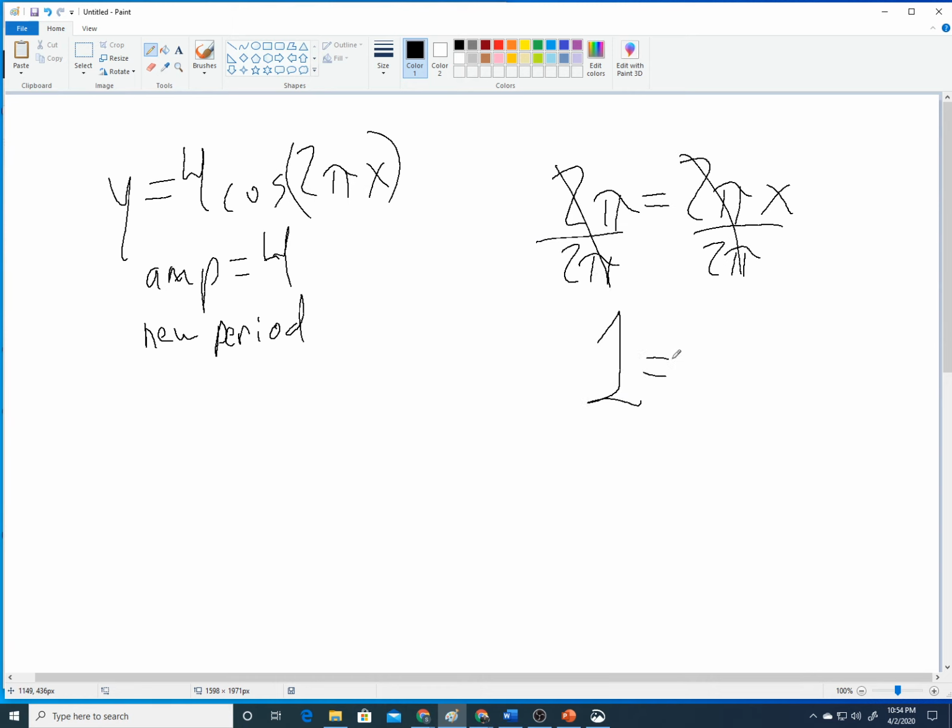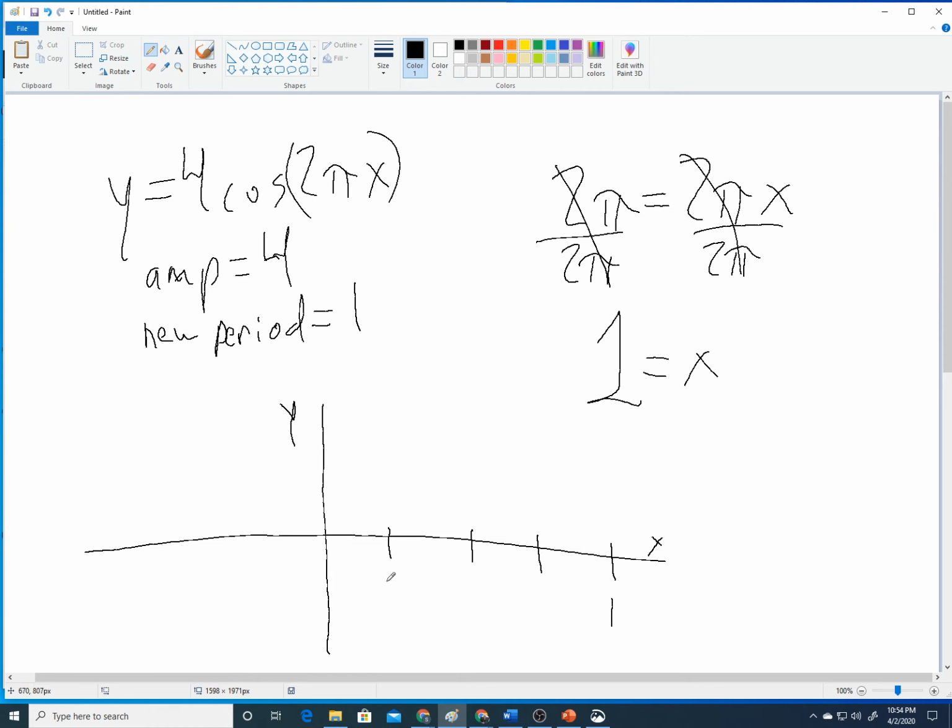And I get 1 is equal to x. So that means my period here is equal to 1. Set up your xy axis. I'm going to establish 1. I'm going to divide it into 4 pieces. I like to start in the middle.